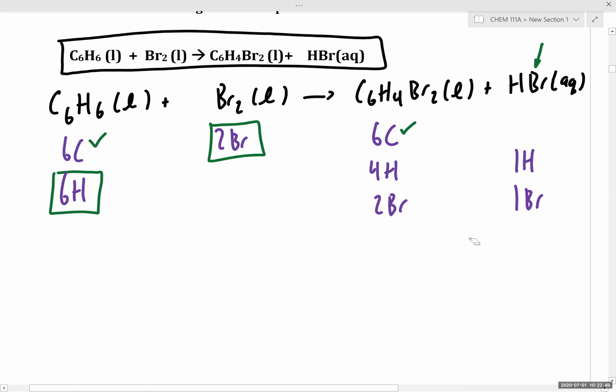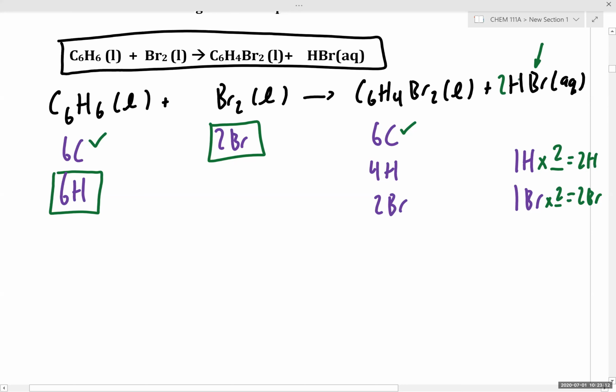So my question to all of you is, 1 times what would give us the 2 hydrogens that we need, and 1 times what would give us the 2 bromines that we need? What should we plug in for our coefficient in front of HBr? What coefficient do we need?